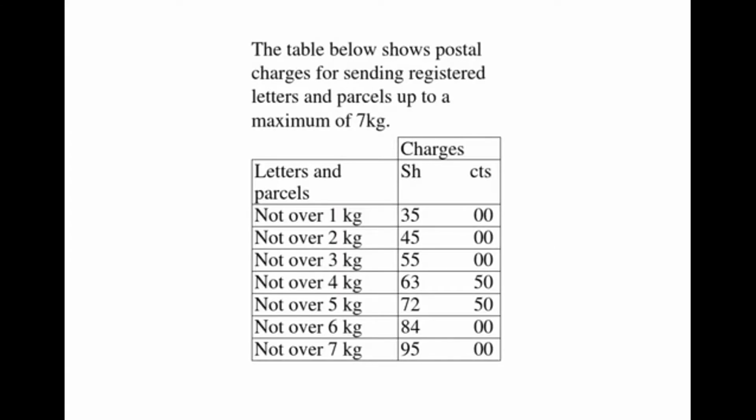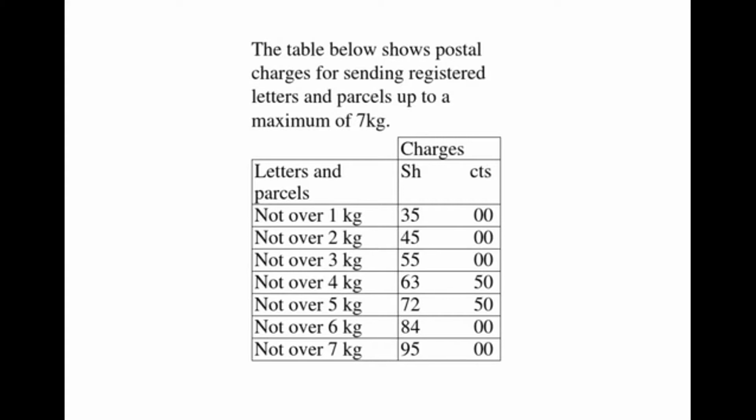The table below shows postal charges for sending registered letters and parcels up to a maximum of 7 kgs. Then we have our table. We have the letters and parcels, then we have the charges. Not over 1 kg, 35 shillings 0 cents. Not over 2 kgs, 45 shillings. Not over 3 kgs, 55 shillings. Not over 4 kgs, 63 shillings 50 cents. Not over 5 kgs, 72 shillings 50 cents. Not over 6 kgs, 84 shillings. Not over 7 kgs, 95 shillings.